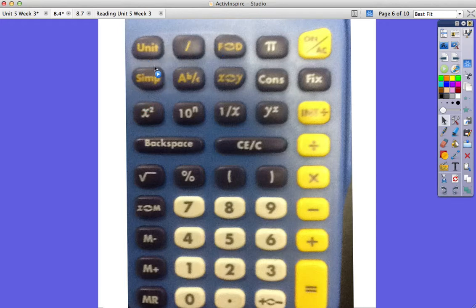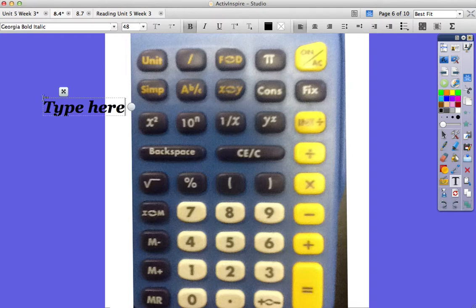Another button that is helpful is this simp button, which means simplify. It will reduce the fraction down for you. Now in just a second, I'm going to be showing you a couple of examples. The first one is going to be 2 and 3/6, and we're adding 5 and 6/9 to it.